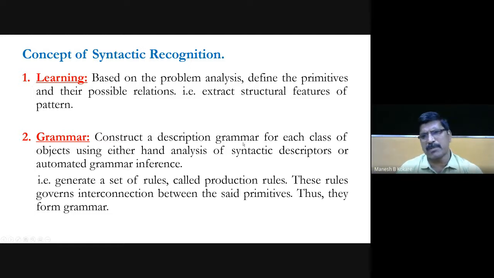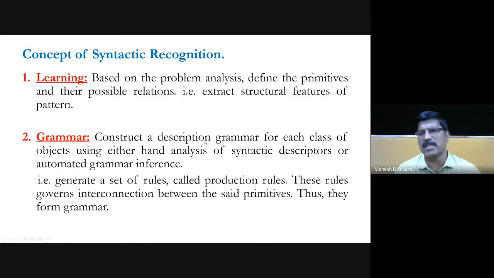Construct a description grammar for each class of the object using either hand analysis of syntactic descriptors or automated grammar inference. It means for each class there will be a separate grammar. Like if class C1 is there, the grammar will be Z1 for class C1. If class C2 is there, the grammar for class C2 will be Z2. If class CK is there, the grammar will be ZK. So for every class, the grammar will be different. So you have to develop that grammar.